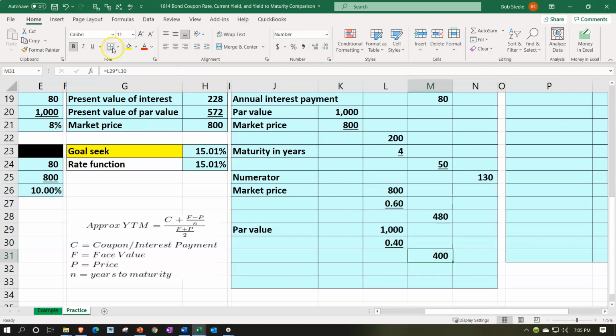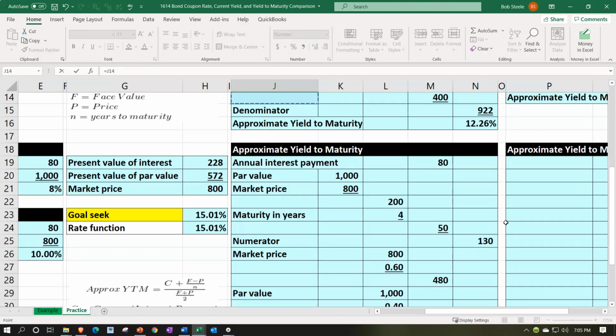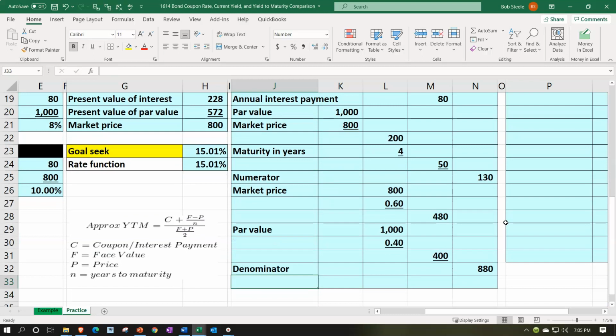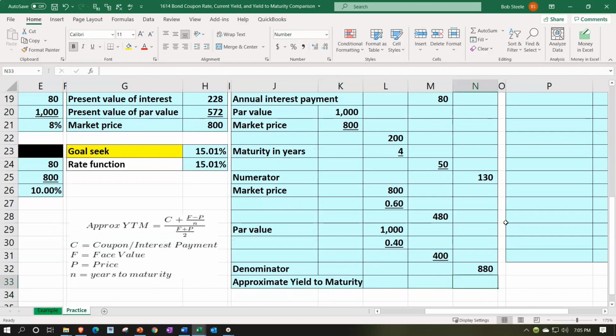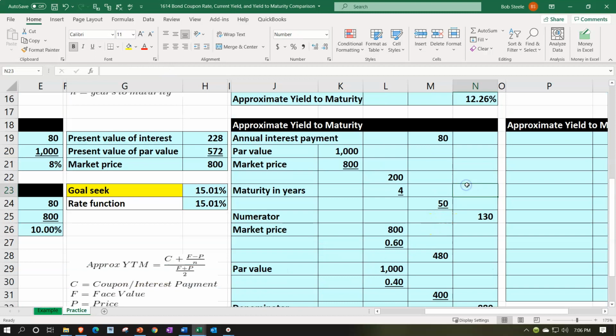Put the underline there. And then we'll add those up with the trusty SUM function. That's going to be the denominator. And then the end result is going to be the approximate yield to maturity, which will be equal to the 130 divided by the 880, making that a percent, numbers, percentifying it, adding a couple decimals. You can see it's an estimate.